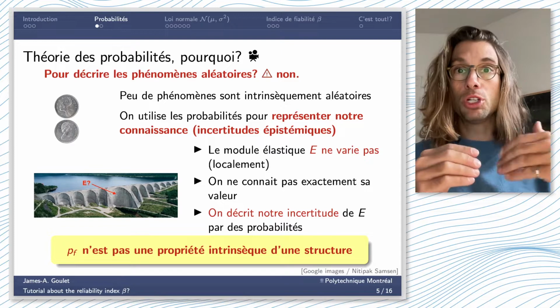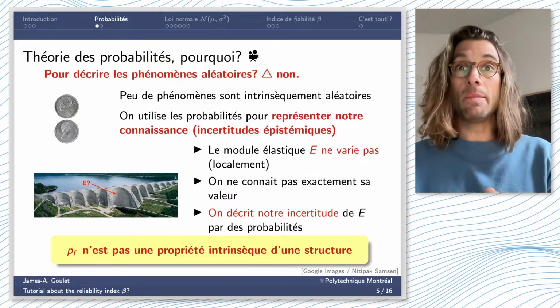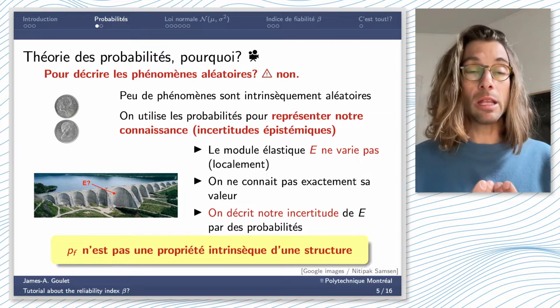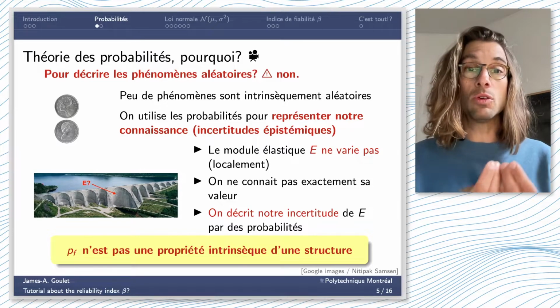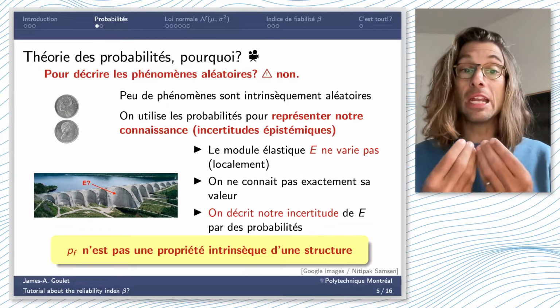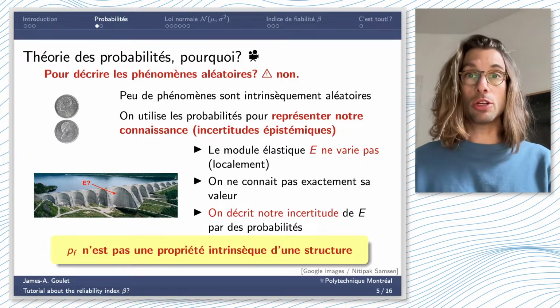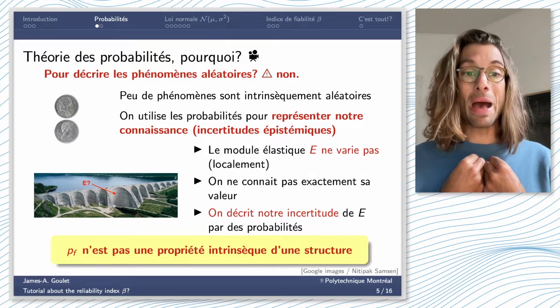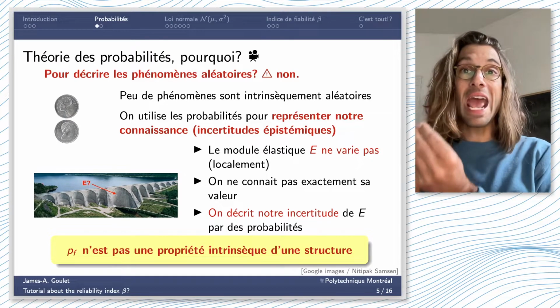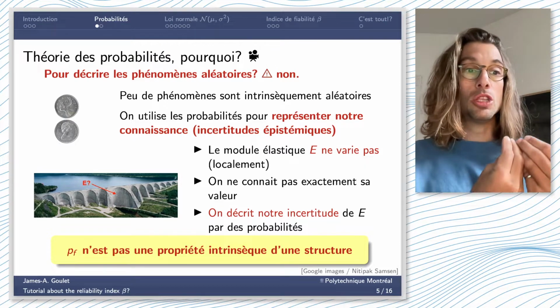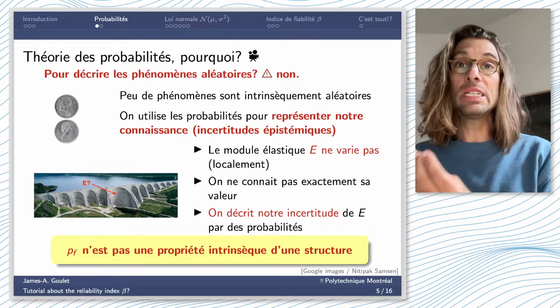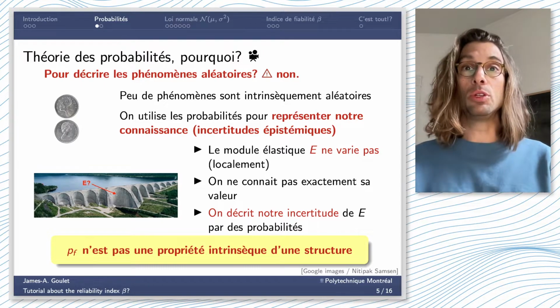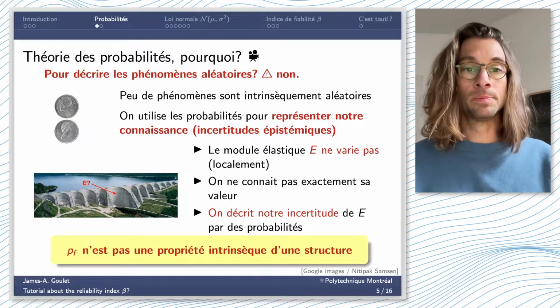So if we push that reasoning to the end, up to the reliability analysis, it means that PF, or failure probability, is not going to be an intrinsic property of a structure. Okay, it's going to be a reflection of our own knowledge about all the variables that enter into either the load or the resistance model that is used in computing that failure probability.